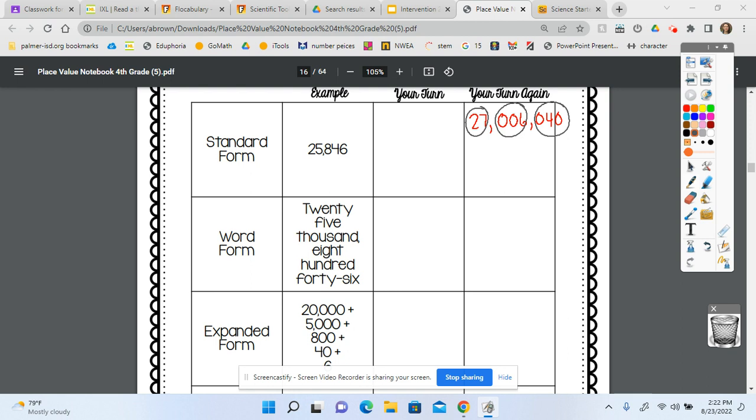So in the first circle I have a 27, so I'm going to write 27, and then I come to the first comma right here. This is my millions comma, so that's 27 million. In the next circle, I just have 6. The comma right here should be the thousands comma, so that's 6,000. And then in the last circle, I just have 40.